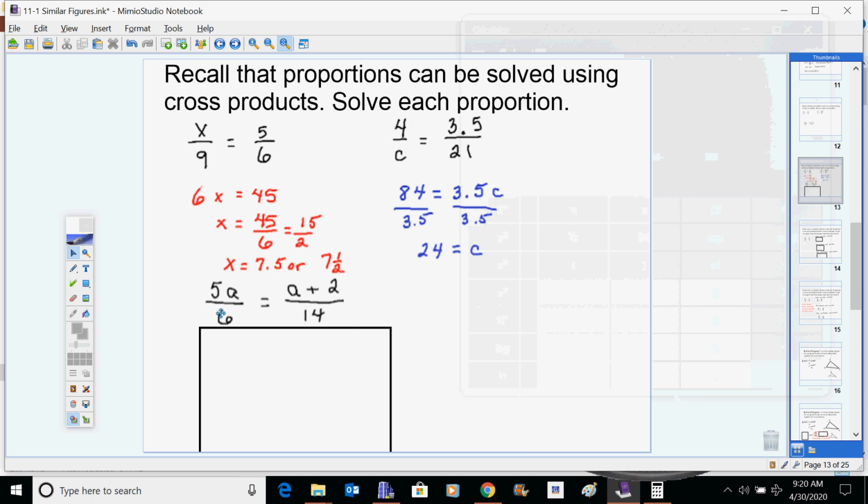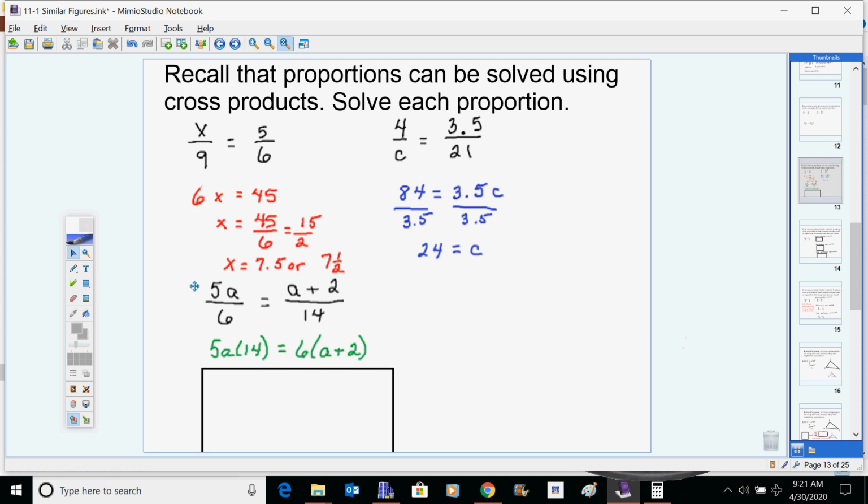This one, be careful when you have something like that. Be careful when you have a sum or a difference in one of your locations. You're still cross multiplying. So we're taking 5a times 14, which would give you 70a. This one, be careful. This goes this way. 6 times the whole thing, parentheses a plus 2. So this way gives you this one. This way gives you this one. Then don't forget that when you have a number times a sum, you have to distribute. This is taking you back to your algebra days. 6a plus 12. You've got a variable on both sides. Back to your Algebra 1 days.